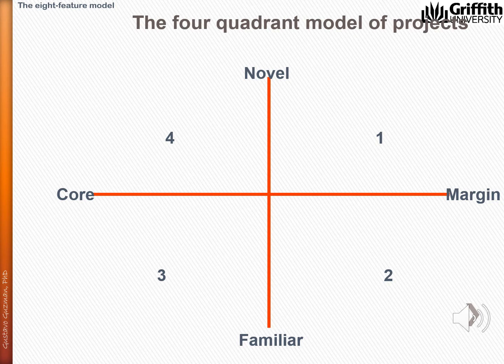When we join the first two features of the model, we will have the four-quadrant model of projects. So when we join novel and familiar projects with core and margin projects, we will have four quadrants. And in this case, we will see that they display different features. In quadrant one, for example, the project is perceived as radical but marginal to the business of the organization.